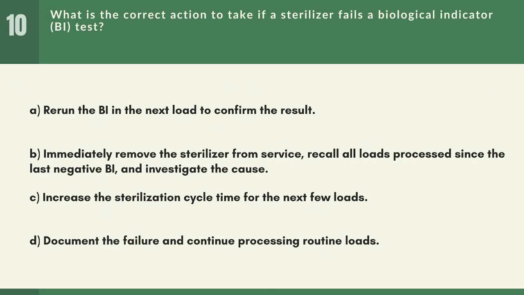What is the correct action to take if a sterilizer fails a biological indicator, BI, test? A. Rerun the BI in the next load to confirm the result. B. Immediately remove the sterilizer from service, recall all loads processed since the last negative BI, and investigate the cause. C. Increase the sterilization cycle time for the next few loads. D. Document the failure and continue processing routine loads.